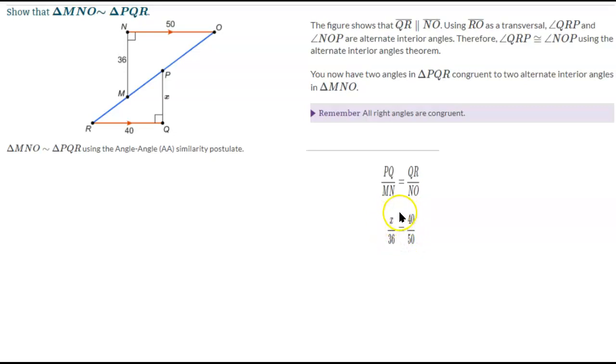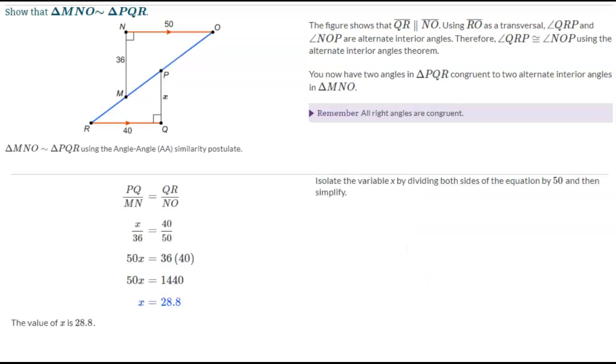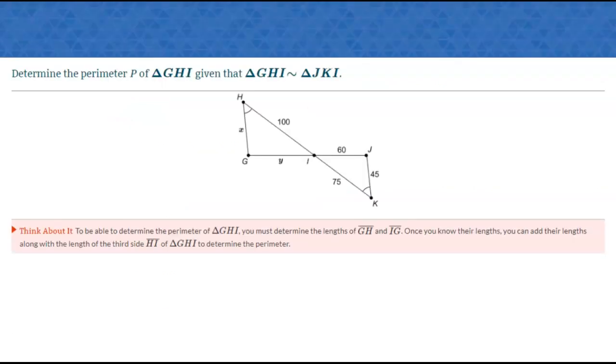To cross multiply, that just means that I multiply the top by the bottom and the bottom by the top. So when I cross multiply, I get 50x is equal to 36 times 40. Plug it into your calculator. 50x is equal to 1,440. Divide by 50, and we find by isolating the x and dividing both sides by 50 that x is equal to 28.8.